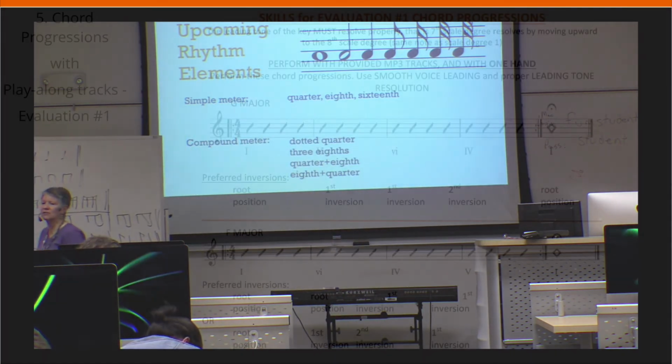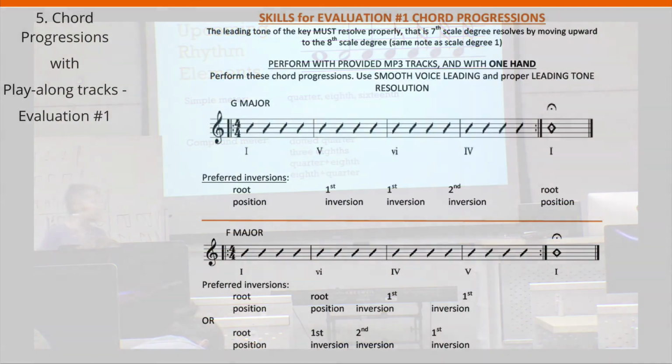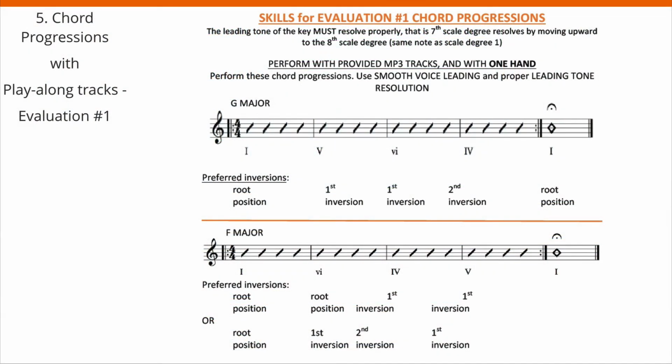Like you can open the last evaluation. Here we are back again looking at our chord progressions. Keep in mind your first evaluation has 4 chord progressions. A simple progression in just the key of G major, 1 to 5 to 6 to 4, back to the 1 chord. There are repeat signs, of course. It's done twice. It must be performed with the MP3 tracks and with just one hand.